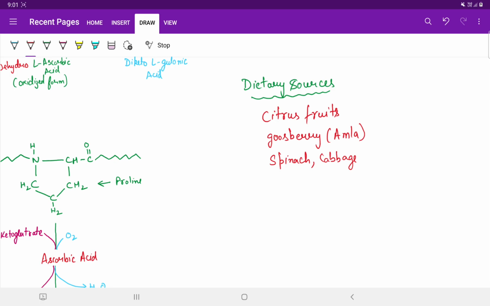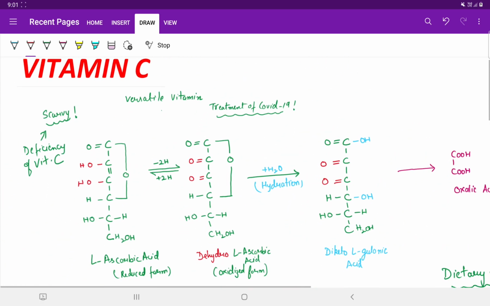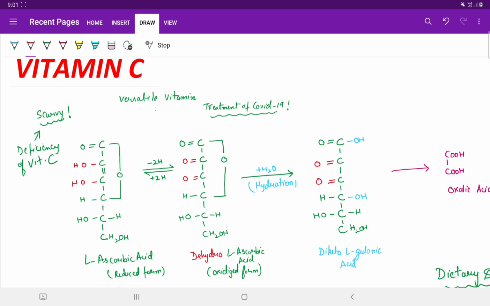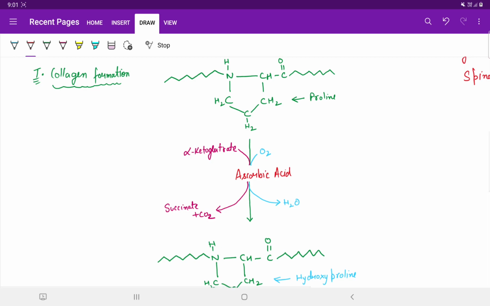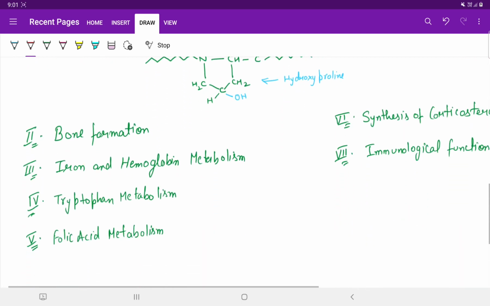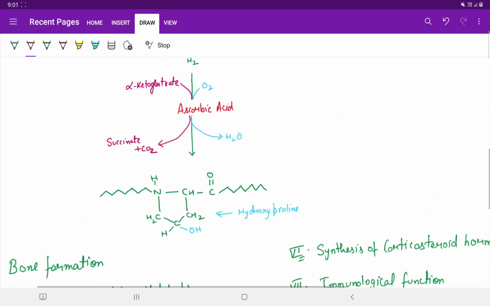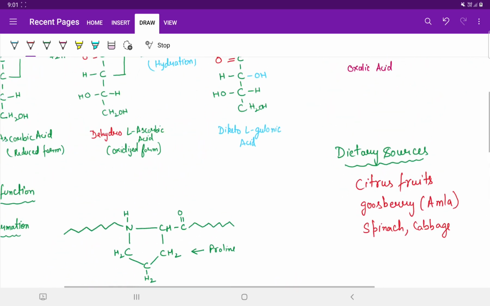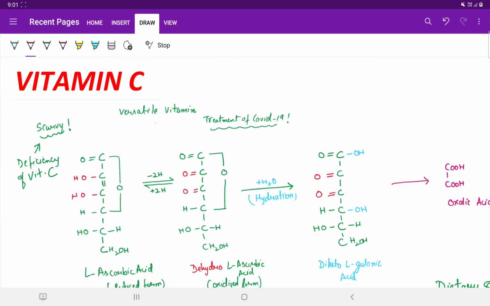So students, I hope now vitamin C is clear to you all. So how the active and inactive forms are there, then the biochemical function of the collagen formation, the other biochemical functions associated with it, and how it prevents scurvy, and its dietary sources. So revise it and learn the structures. Thank you.